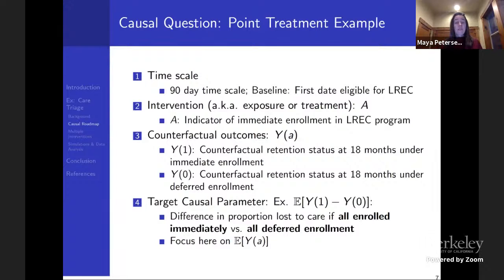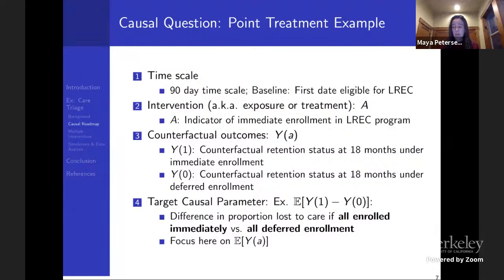And so with that defined, we can think of our simple counterfactual outcomes. We'll talk about the counterfactual outcome under treatment, or under the intervention, as Y1, reflecting a person's counterfactual retention status 18 months after baseline if they had enrolled in the program immediately, and Y0 will be their counterfactual retention status at 18 months if they had deferred enrollment.